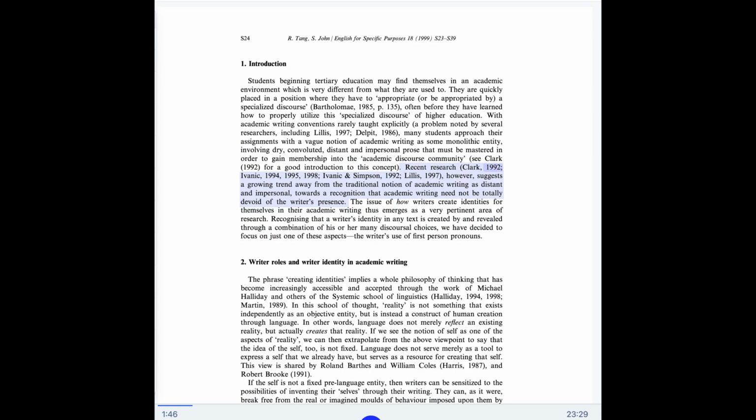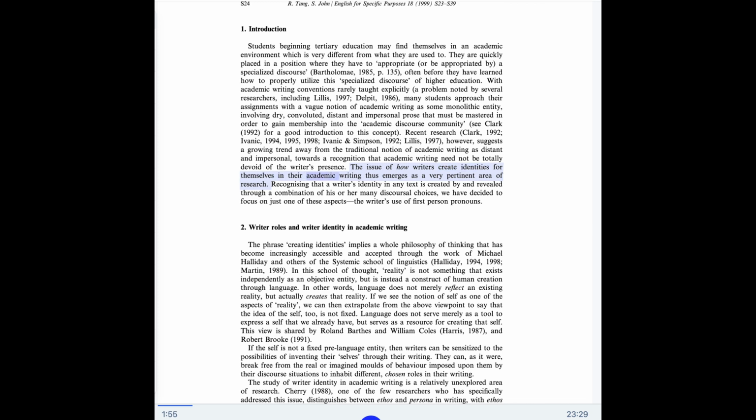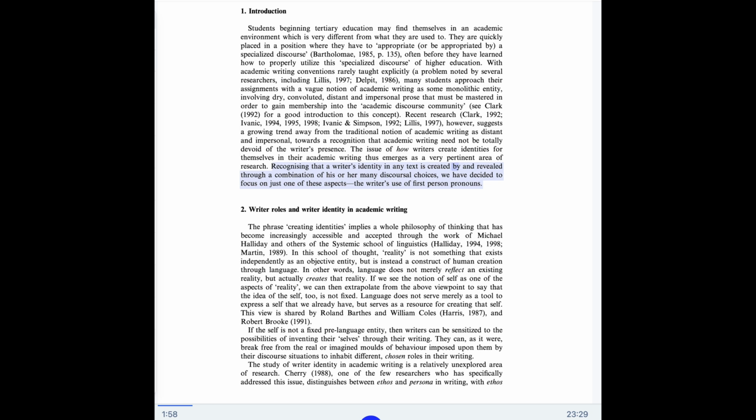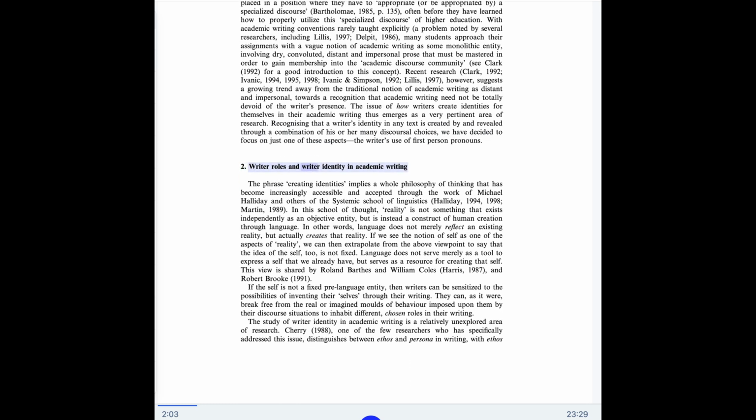Recent research (Clark, 1982; Ivanic, 1994, 1995, 1998; Ivanic and Simpson, 1992; Lillis, 1987), however, suggests a growing trend away from the traditional notion of academic writing as distant and impersonal towards a recognition that academic writing need not be totally devoid of the writer's presence. The issue of how writers create identities for themselves in their academic writing thus emerges as a very pertinent area of research. Recognizing that a writer's identity in any text is created by and revealed through a combination of his or her many discoursal choices, we have decided to focus on just one of these aspects: writers' use of first person pronouns.